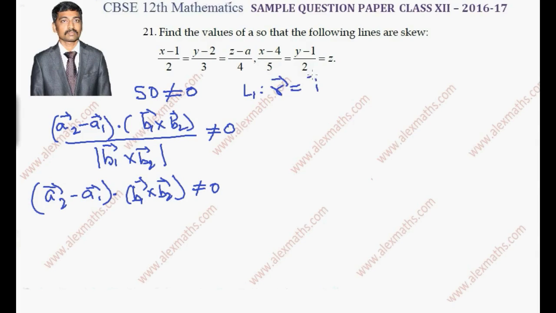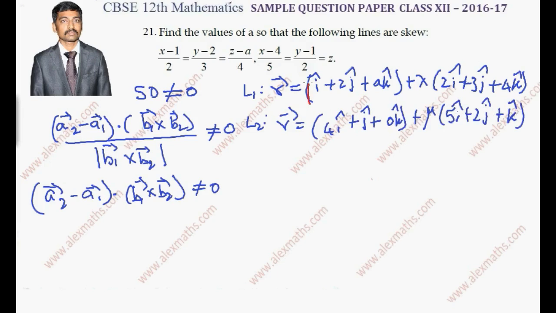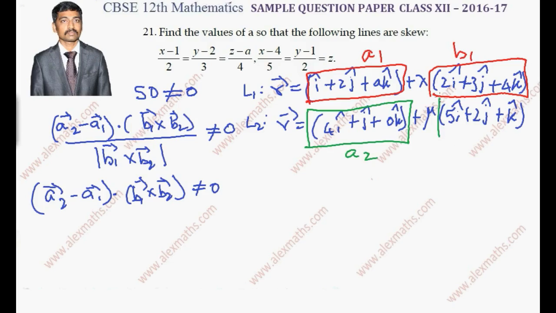r vector is equal to i plus 2j plus ak plus lambda times (2i plus 3j plus 4k). This is the vector equation of the first line. And the vector equation of the second line is r vector is equal to 4i plus j plus 0k plus mu times (5i plus 2j plus k). This entire value is a1 and this entire value is b1, because the vector form is a1 plus lambda b1. In the same way, this entire value is a2 and this entire vector is b2.